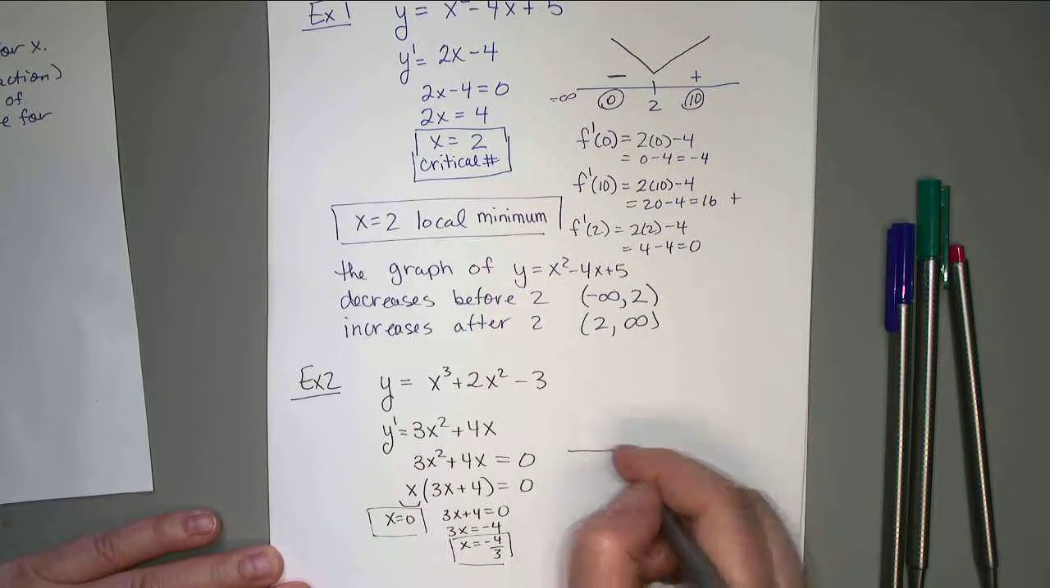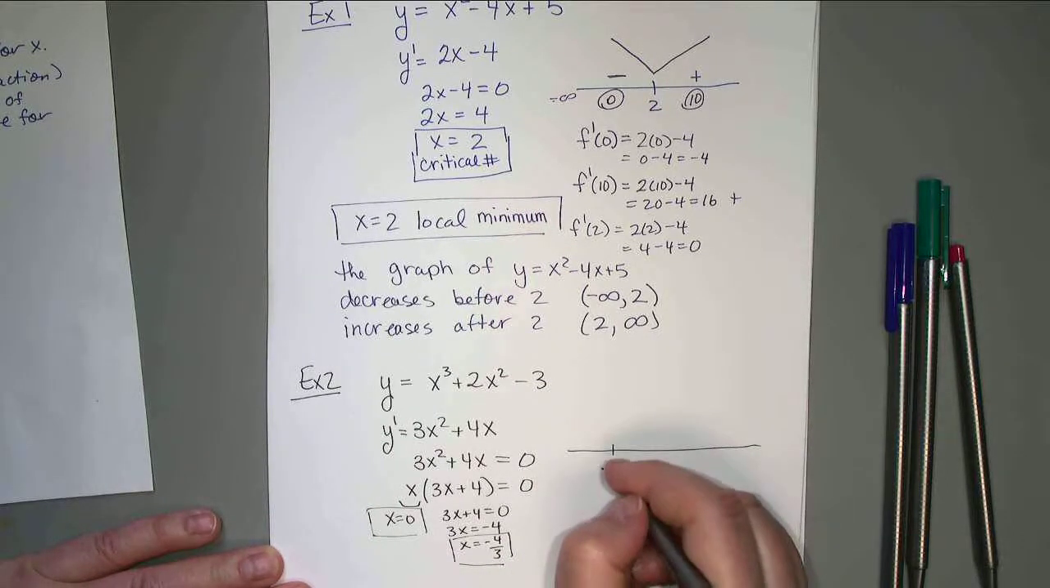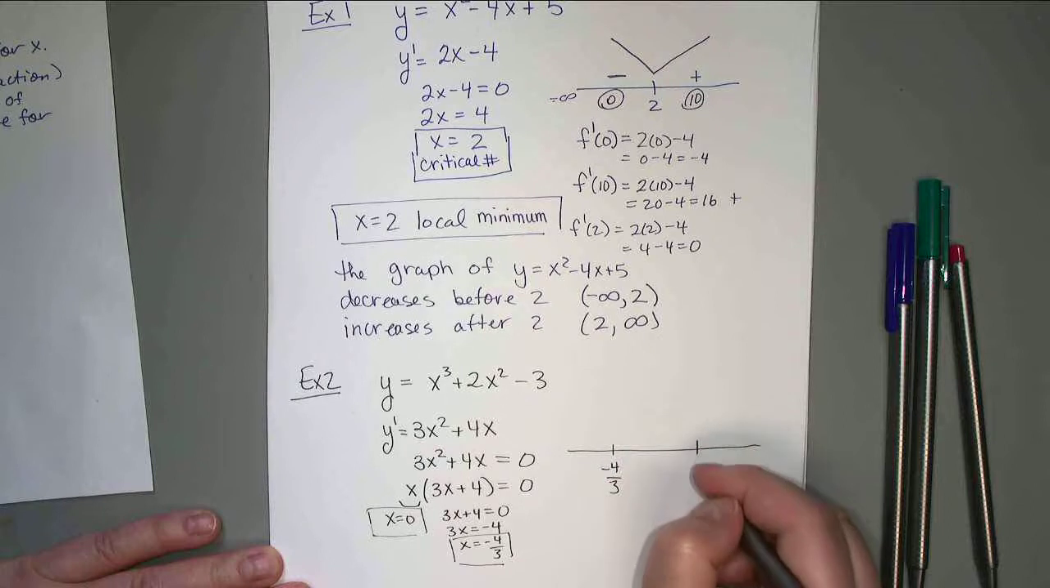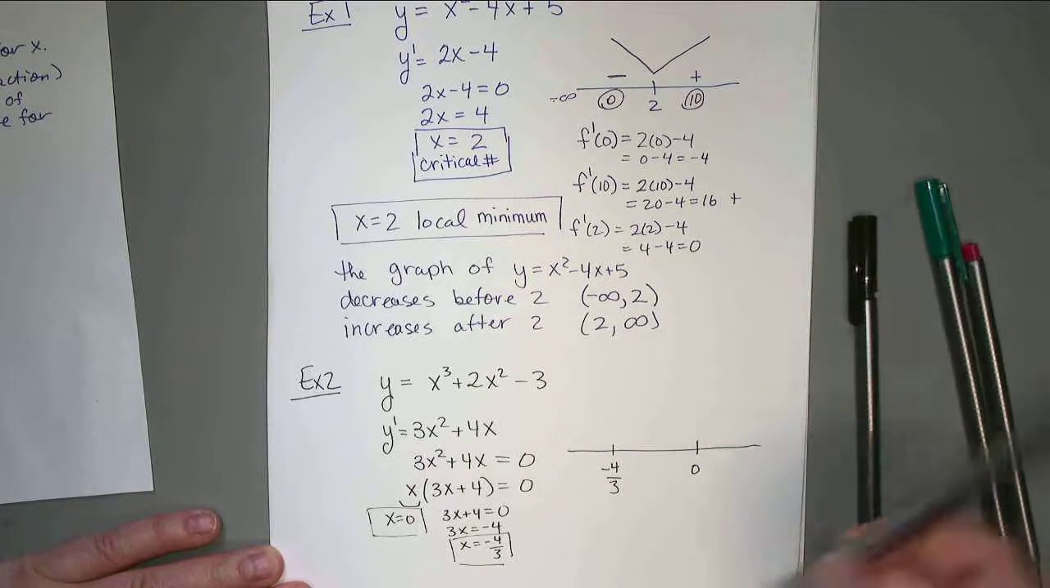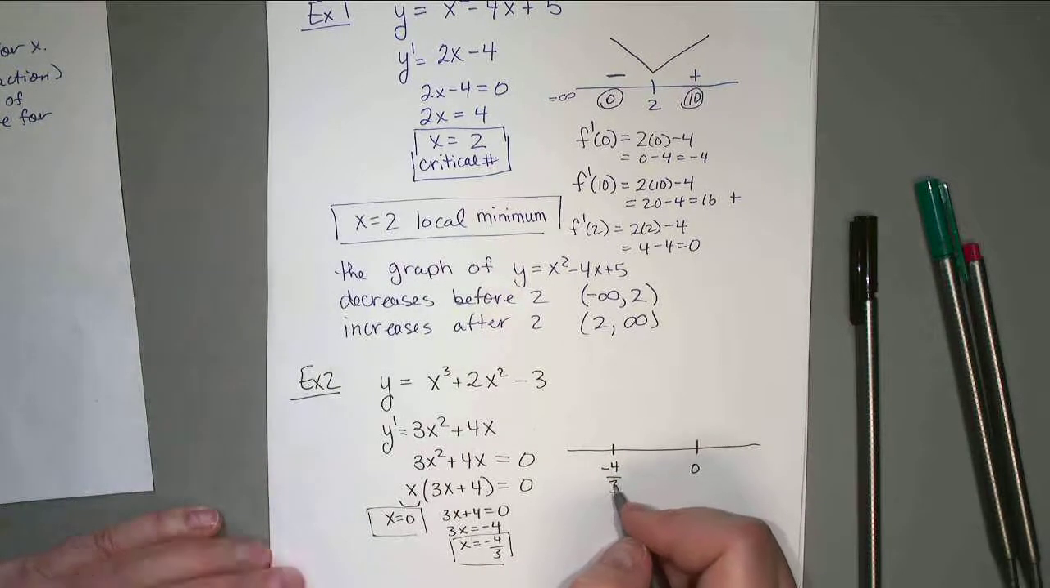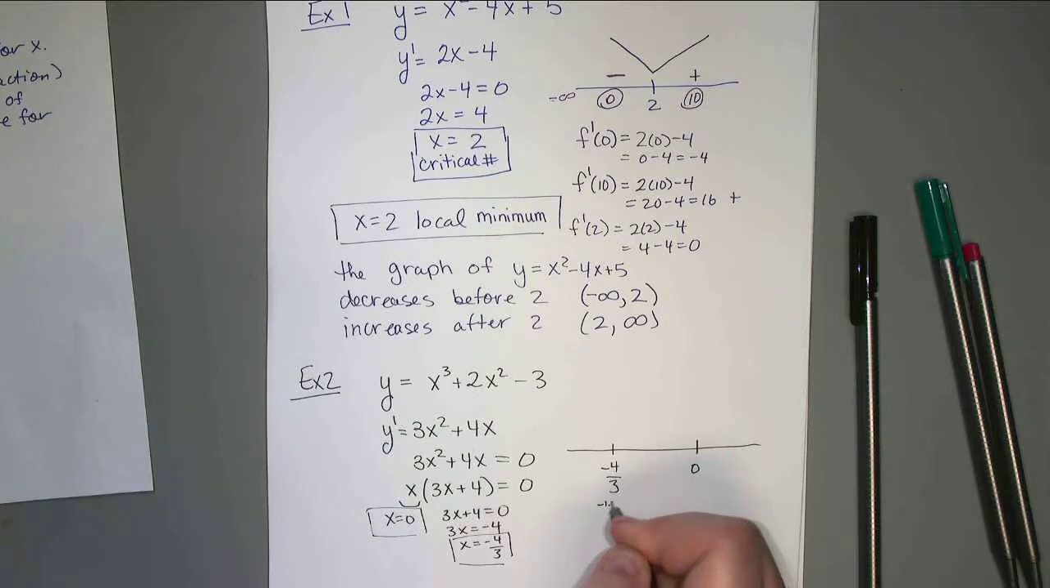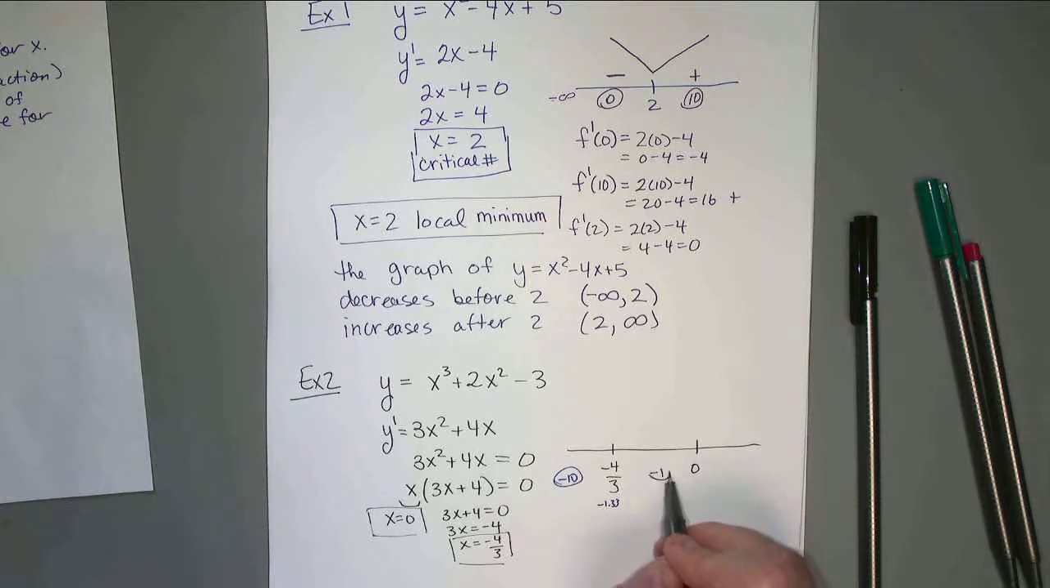We can put them on the number line. Put them in numerical order, smaller number first. And then we're going to test in each interval. So this is, if you put it in your calculator, negative 1.33. So we need a number smaller than that. So let's say negative 10. In between, let's say negative 1. And bigger, maybe 1. And we plug each of those into the derivative.